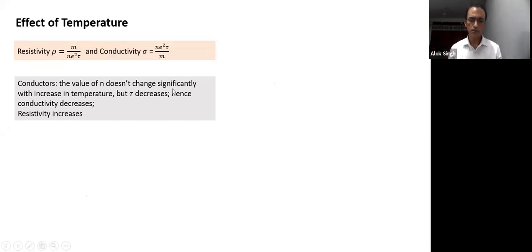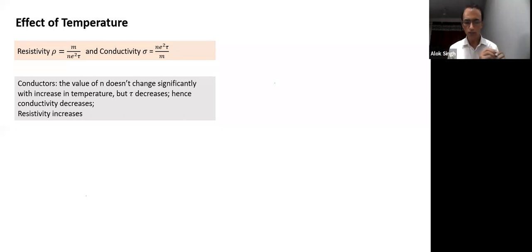As we raise the temperature, the second valence electron also, a very small proportion, may get released. What very small proportion is one in a billion kind of thing, which doesn't make an appreciable difference in the number of n. So with increase in temperature, n doesn't change much, but tau decreases. Hence, when you look at this term, n does not change, tau decreases, hence conductivity decreases or resistivity increases. That's what happens in case of a conductor.